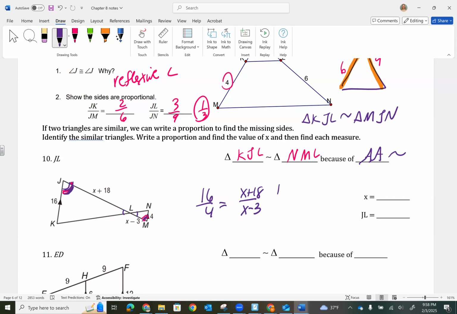And if we cross multiply, we get 16 times x minus 3 equals 4 times x plus 18. Distributing, 16x minus 48 equals 4x plus 72. Let's get everybody to one side, minus 4x from both sides. You're going to get 12x. Add 48 to both sides. So x is equal to 10. That means that JL is going to be equal to 28 units.